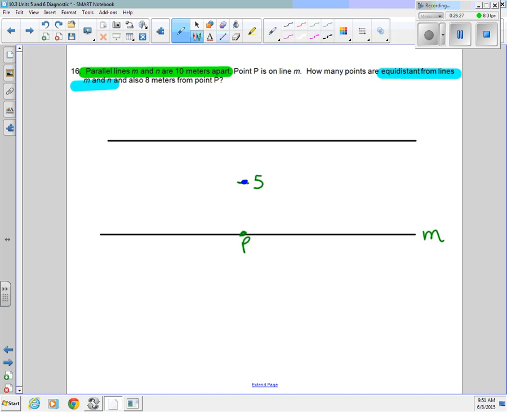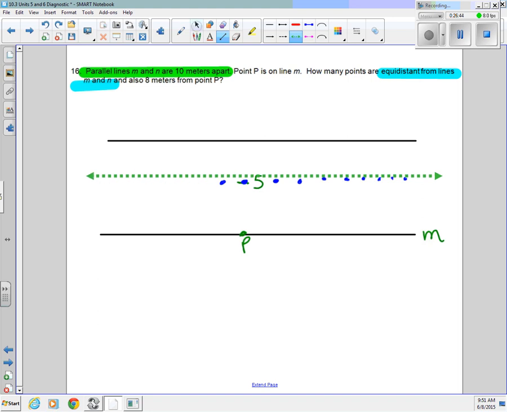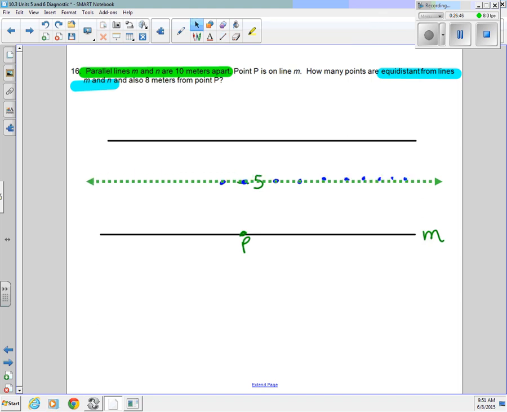So here's one point, here's another point, here's another point. All those points are the same distance away from both the lines. And those points are forming a line themselves that's parallel to the original line, going 5 units away from both. Let me just move this up a smidge.